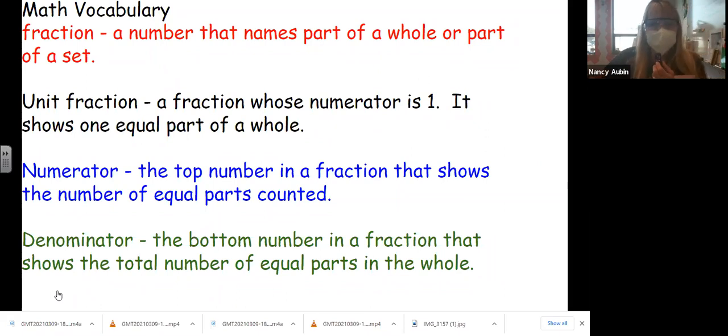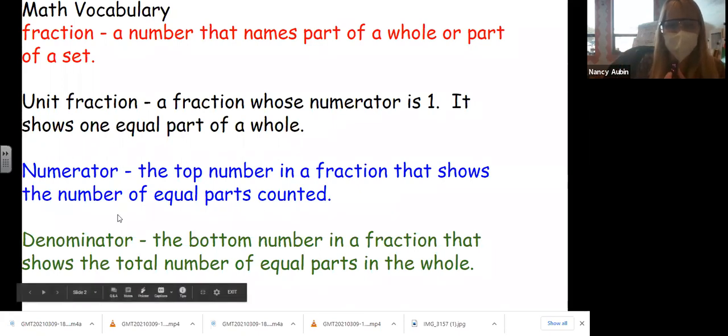Remember, a fraction is a number that names part of a whole or part of a set. We talked about part of a whole so far. The unit fraction is what I asked you to explain yesterday as your exit ticket. And that is just a fraction whose numerator is 1. It shows 1 equal part of a whole.